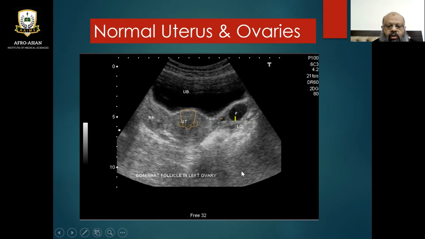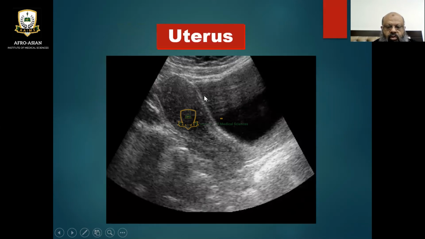This is another view in which you can see the left ovary with the dominant Graafian follicle. This is the right ovary. We have the cut section of the uterus, and this is the urinary bladder.